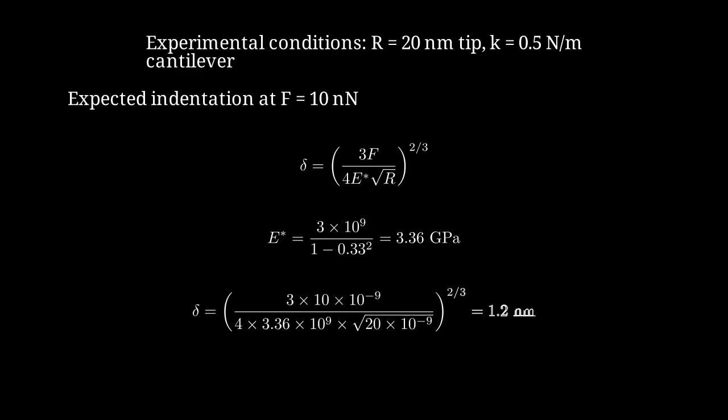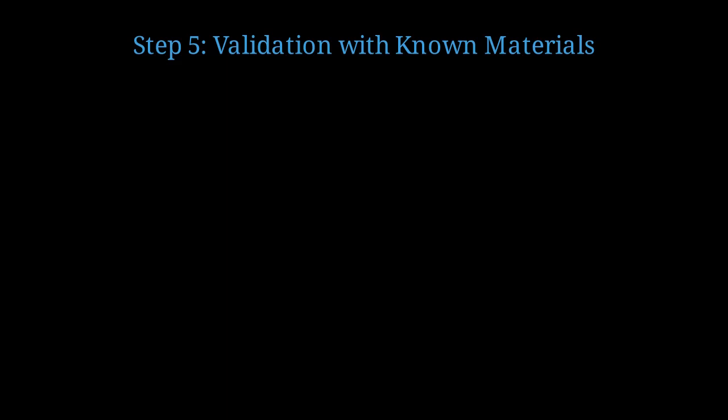Plugging in F equals 10 nanonewtons, E star equals 3.36 gigapascals, R equals 20 nanometers, we get delta approximately 1.2 nanometers. This is a measurable indentation. Step 5, and this is absolutely essential, validation.